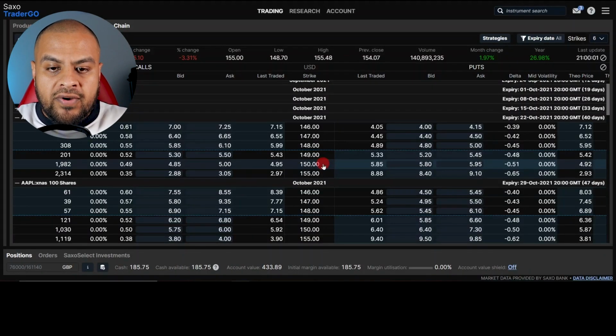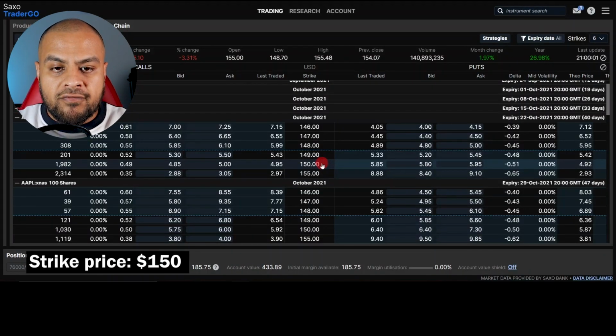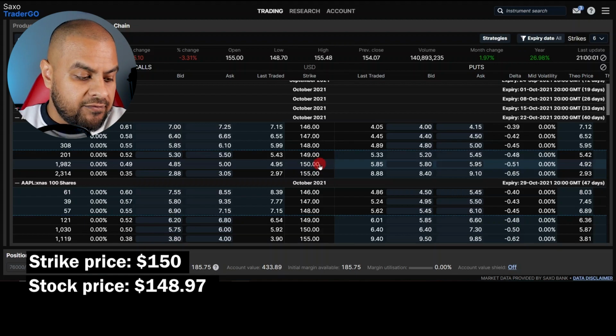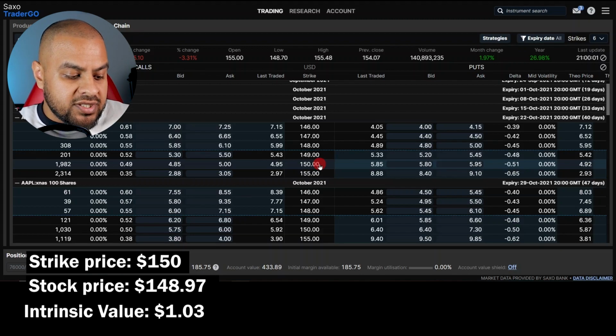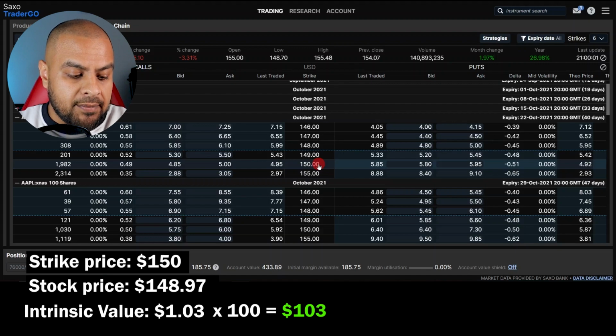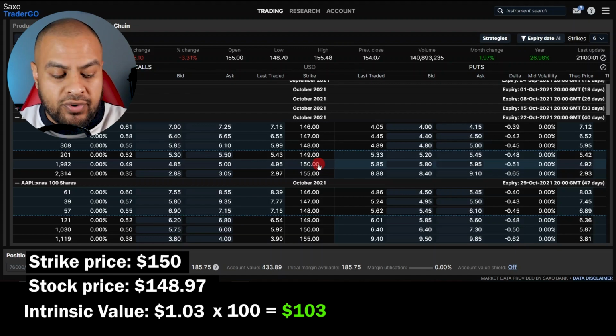Now to work out put options intrinsic value, it's the strike price minus the stock price. So for example, if I go to the strike price of $150, we know the Apple stock is at 148.97. So the strike price is 150 minus the stock price 148.97. That gives us an intrinsic value of $1.03. Now remember, an option is for 100 shares, so we have to times that by 100 to give us $103.